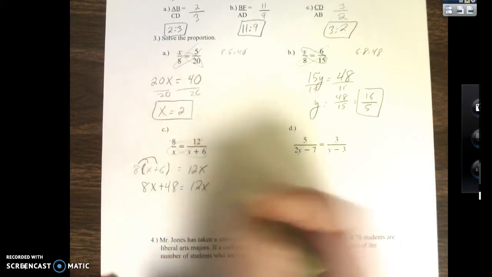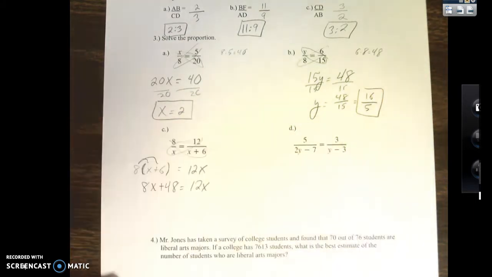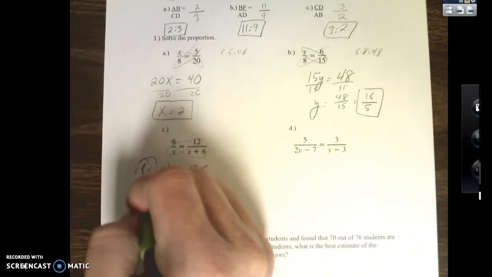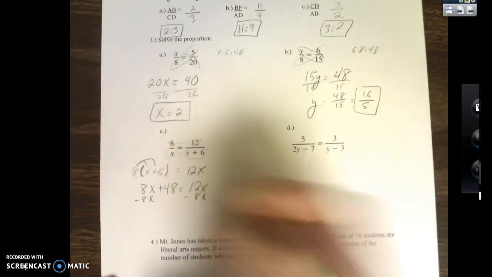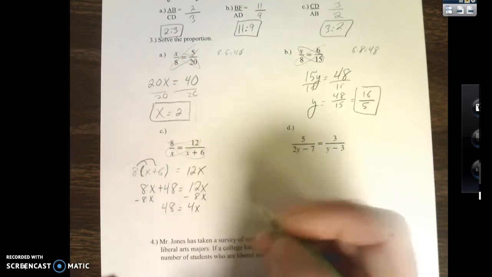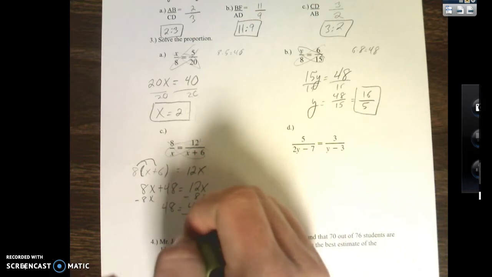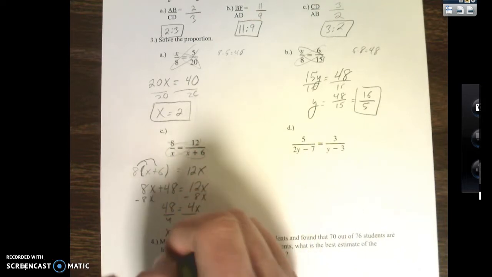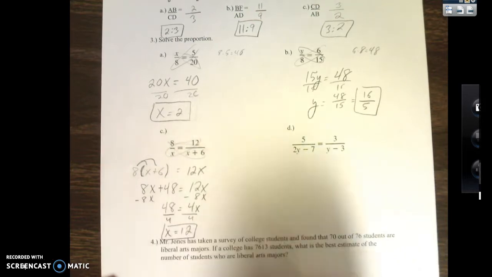equals 12x. I want to get all the x's on one side. Well, I'm going to subtract 8x over. So 48 equals 4x. Divide by 4. X equals 12. Okay, so very good.